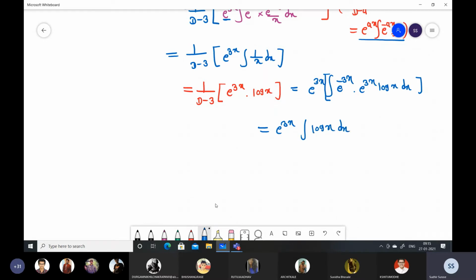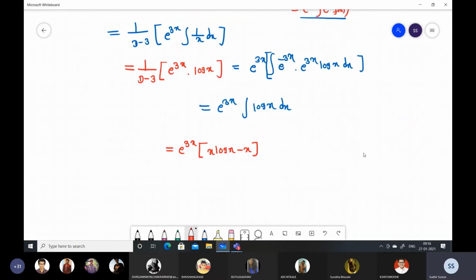And now my question to you: what is the integration of log x? Do you know the formula for log x, its integration? Yes, it is x log x minus x. If you don't know the formula, then you can go with the by-parts rule. You can take u as 1 and v as log x, and then you can go with that formula. I'll get this answer.